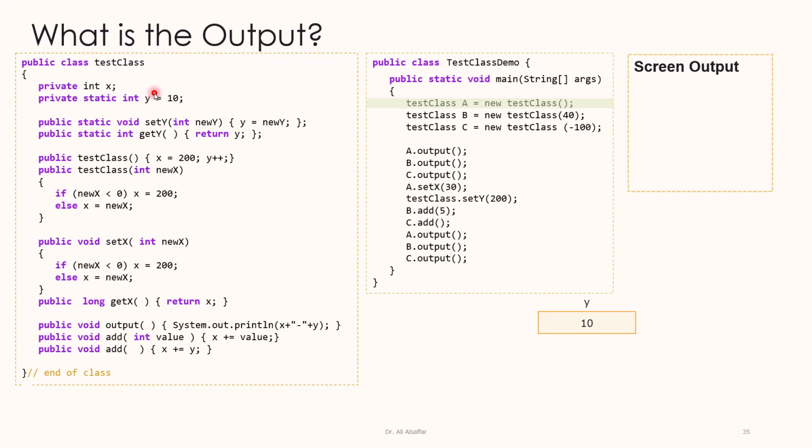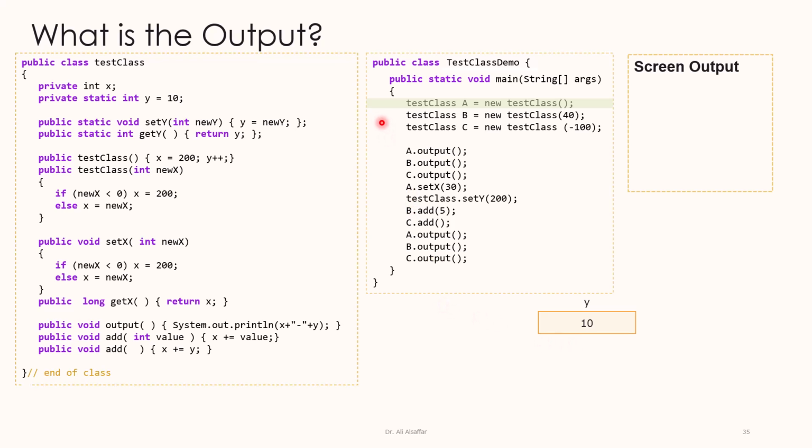Let us start the trace. Before you begin the tracing, for any static variable you have in any class, first draw a box for it, label it by the name of this static variable, and put its initial value. Since we have a static variable y inside the class testClass, we have a box for this variable. It is called y and the label inside says that its current value is equal to 10.